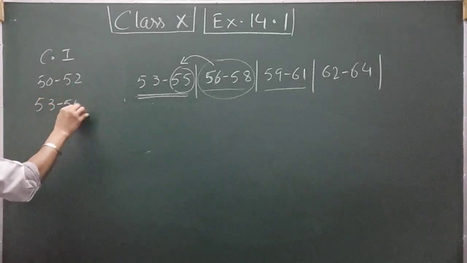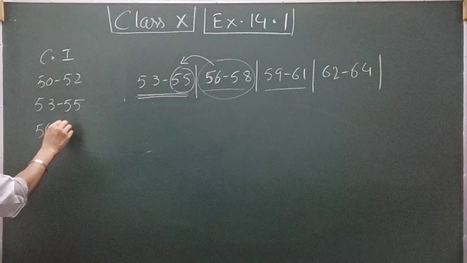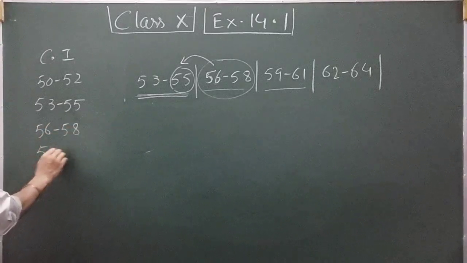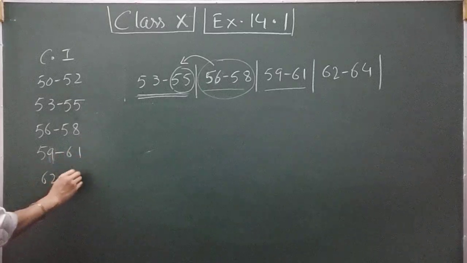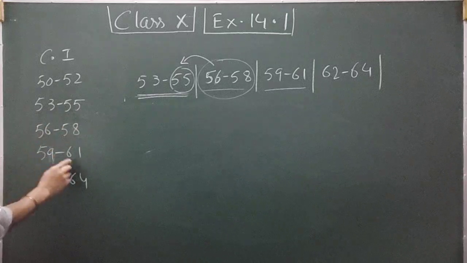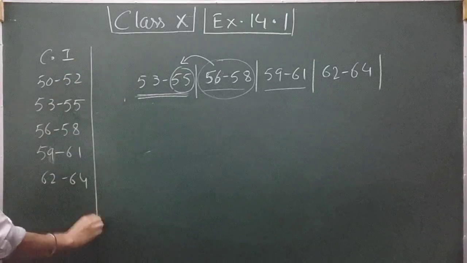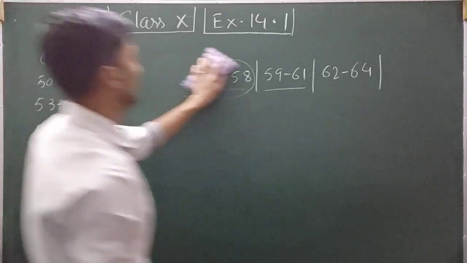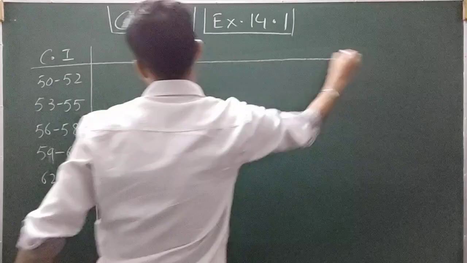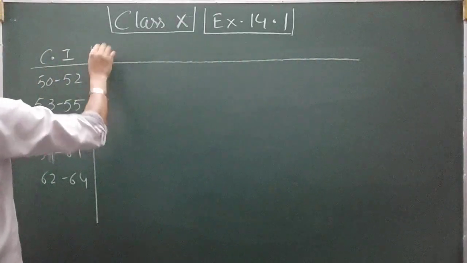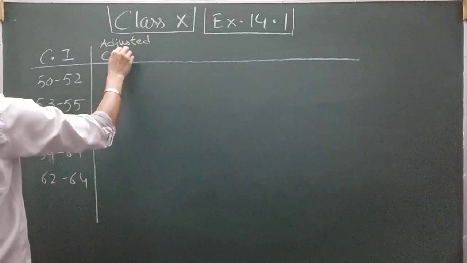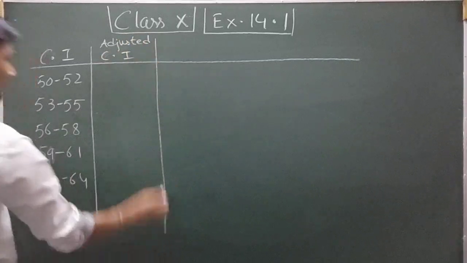No need to write this, but I'll just write down here 56 to 58, 59 to 61, 62 to 64, 51, 52, 53, 55, 56, 57, 58, 59, 60, 61. The next will be adjusted class interval. Of course you can write directly also, but I'll just write, since I've written adjusted class interval, you can write directly also.